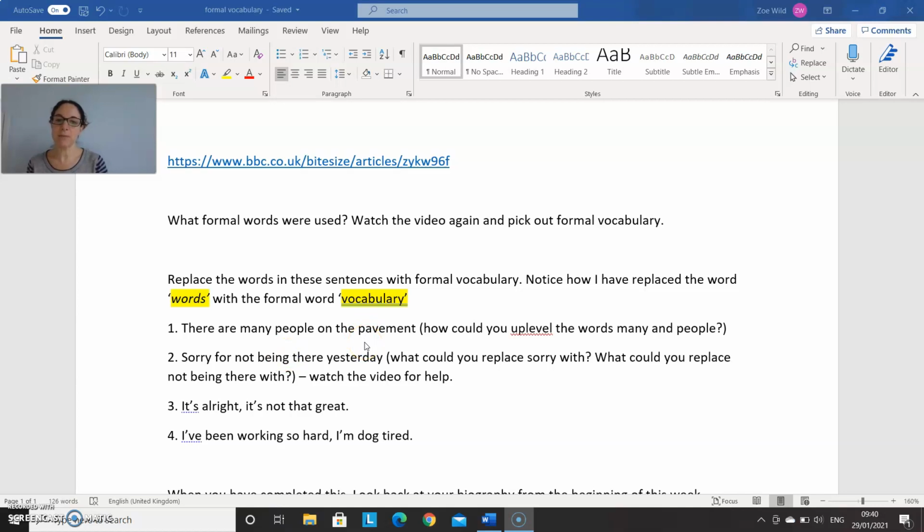So it says, there are many people on the pavement. How could you up-level the word many? Maybe you might use the word multitude. There are a multitude of people. There are numerous people, rather than saying many. Instead of saying people, you could say pedestrians because they're walking on the pavement. You could say members of the public.